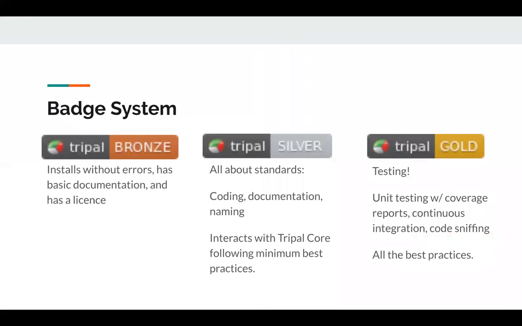For that, we have developed a badge system. So if your extension module is on GitHub, you can be assigned a bronze, silver, or gold badge. And this relates back to how well you're doing at meeting common standards of coding, documentation, and naming. If you're interacting with core, following the best practices, and at the gold level, if you're doing things like unit testing and continuous integration. So these badges are just a way to signal to the community how friendly your module is going to be for other people to utilize it, and how committed you are to being a good player in the community.